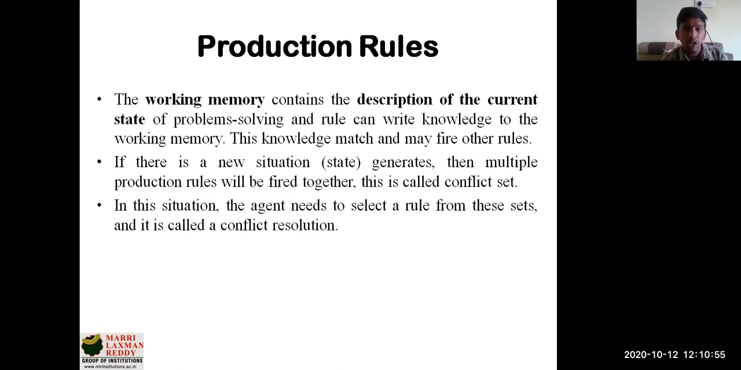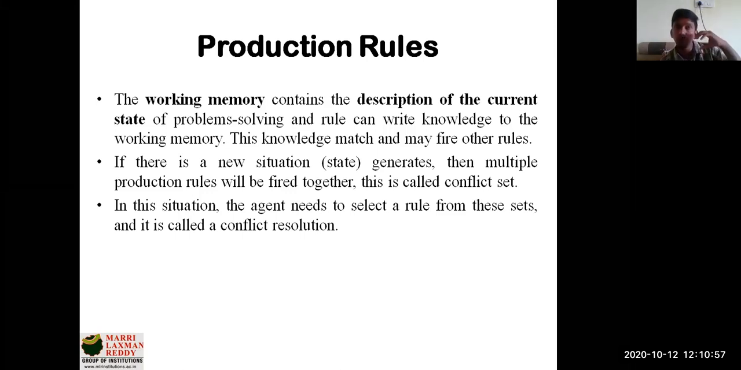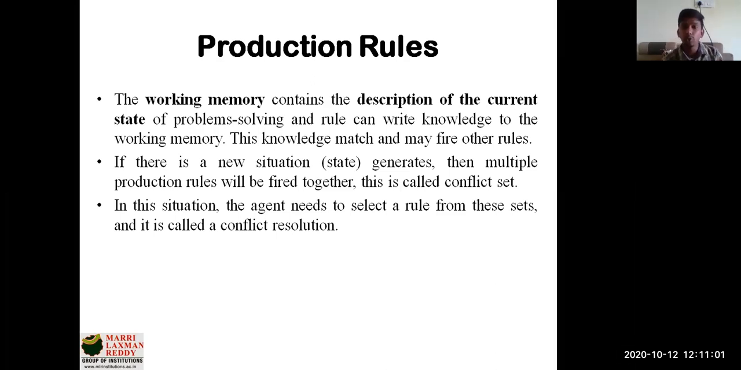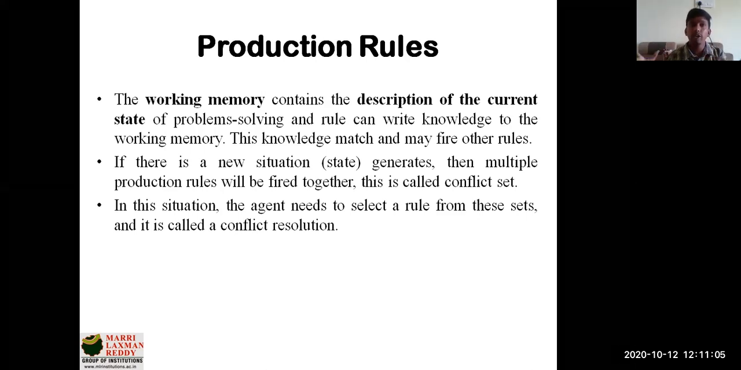If there is a new situation or new problem, then multiple production rules will be fired together, and this is called your conflict set. So whenever you have a new rule or new problem, multiple rules will be applied, and accordingly it will try to give some solution to the given problem. In this situation, the agent needs to select a rule from the given set, and that is called conflict resolution.